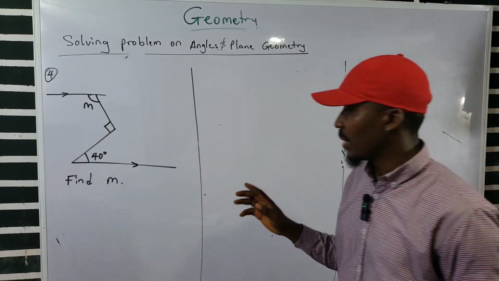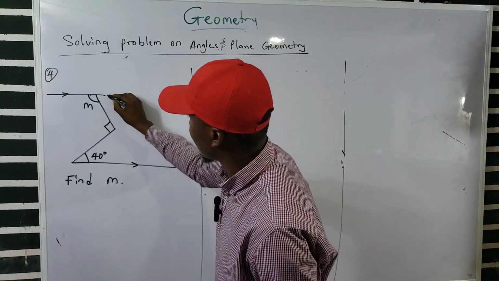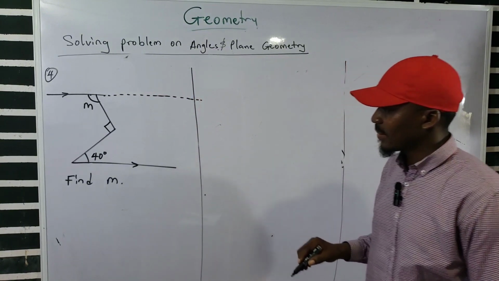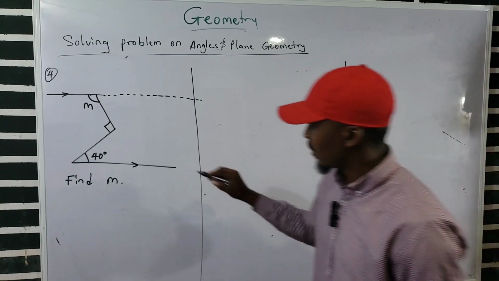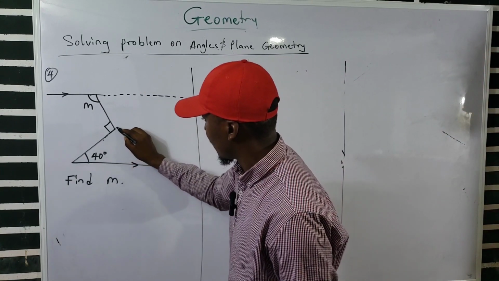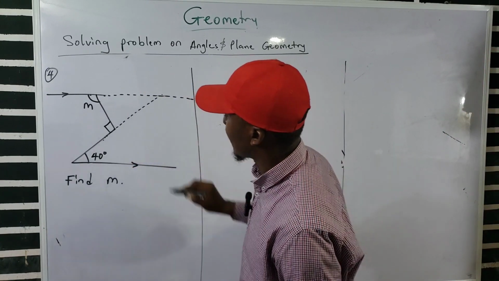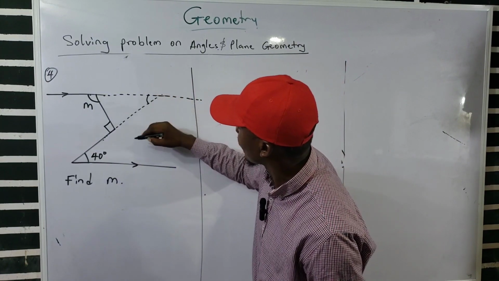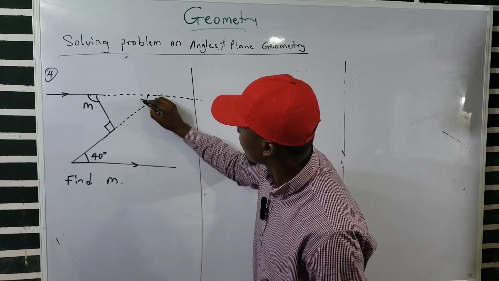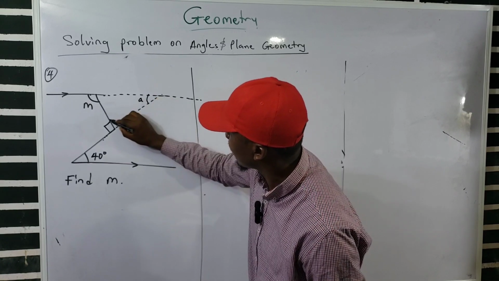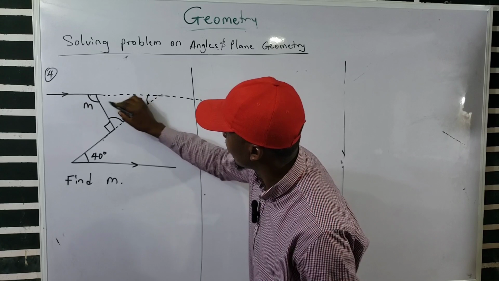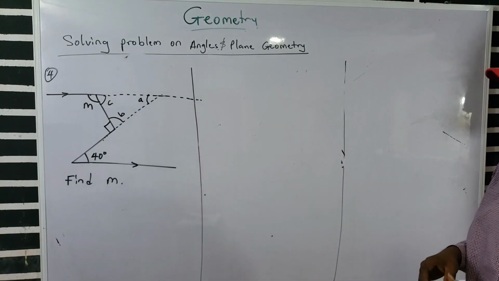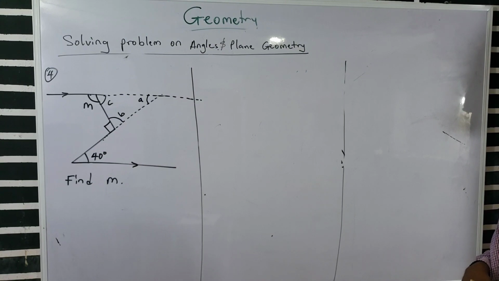What I'm going to do in this question is extend my line. This is my parallel line. Okay, so I have extended that one. Then another thing I will do here is to extend this one. I've extended this one. So for these angles, let me put the letters A, B, and C. If I get this A, B, C, it will help me to find my M.